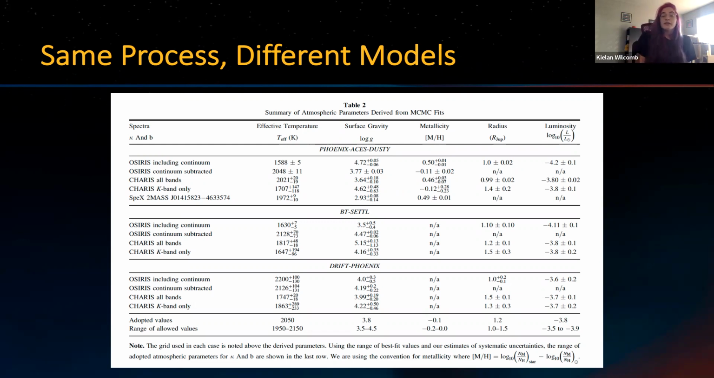We then calculated the radius and luminosity to make sure things made physical sense. We then used these values across the models to come up with a range of possible values for Kappa And b. I trusted our data in our custom Phoenix models more and adopted the median values from the range of our fits. Our fits also had the lowest chi-squared. We also fit the 2MASS object that Currie et al. 2018 said was most similar in spectral shape to Kappa And b.